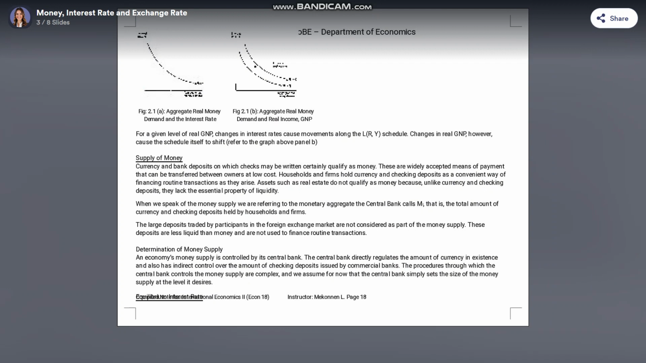Now, when we look at how much money people want to hold, three main factors come into play. Interest rates affect this because higher rates encourage people to hold less money and invest more. Price levels matter too. If prices rise, people need more money to buy the same things. And finally, real national income impacts money demand, since more income means more transactions requiring money. On the supply side, the central bank controls how much money is available, mainly through currency and checking deposits. This balance between supply and demand helps set the interest rate.